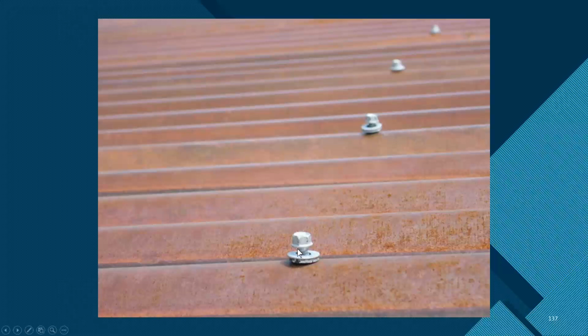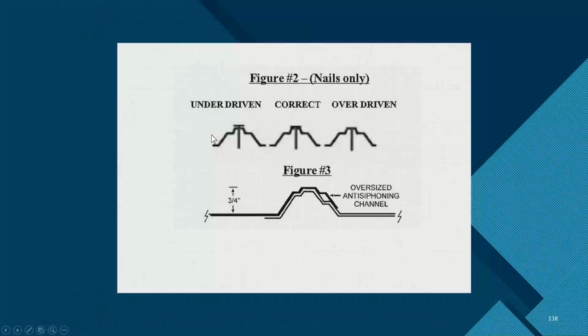Okay. Here's a close-up picture of the screws loose. Right there. Screws are loose. And why are they loose? Because they didn't get drawn down tight enough. Water just leaks in through those. This is underdriven, correct, and overdriven.